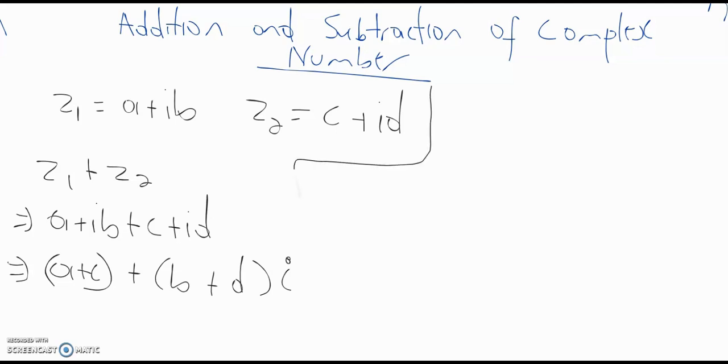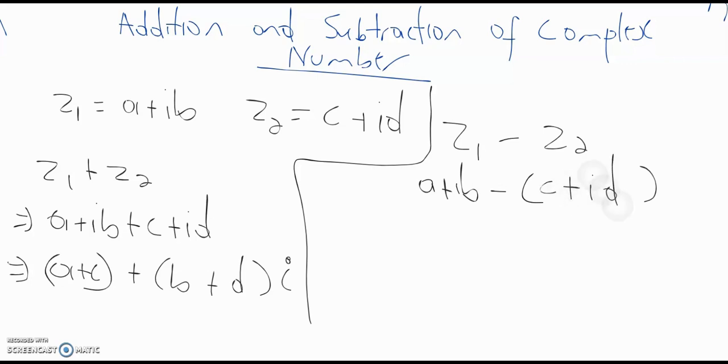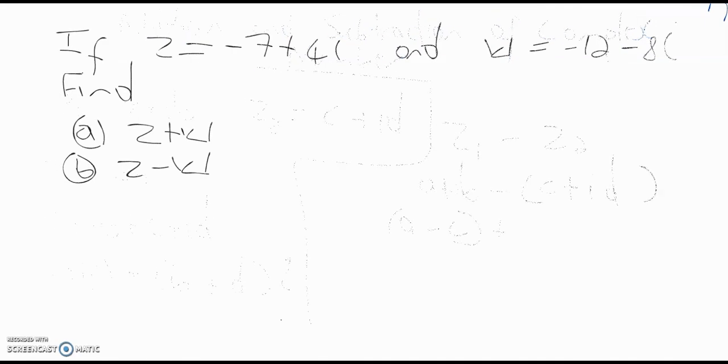Likewise, if I wanted z1 minus z2, the concept pretty much would be the same. You would have a plus ib minus, and of course I put that in a bracket, c plus id. So when I clear the bracket, I would end up with a minus c, of course, as my real part, plus, once again, realize it's going to be a minus.